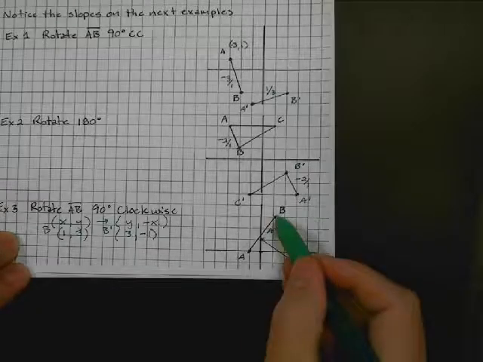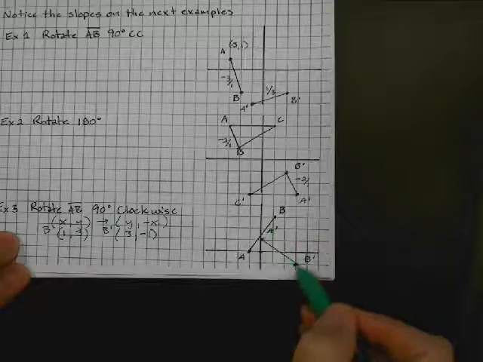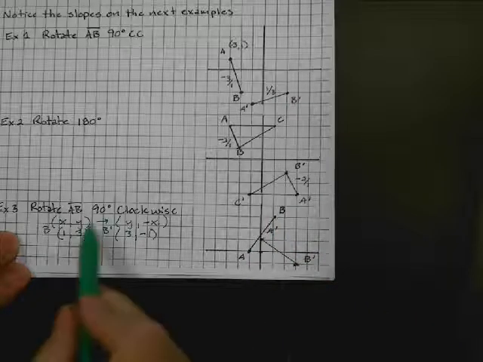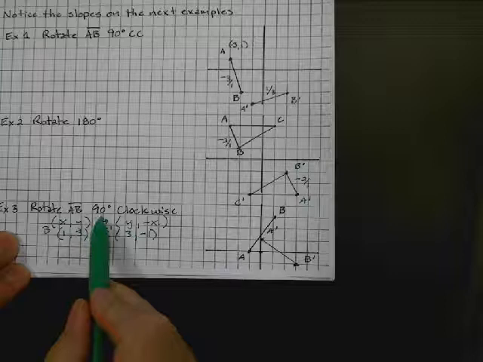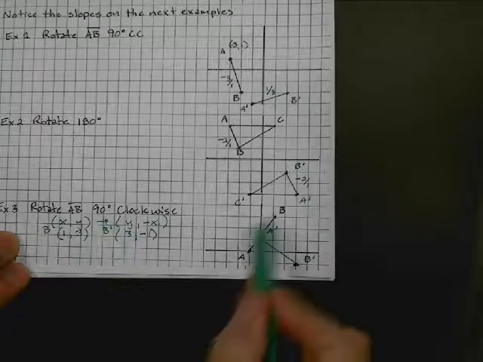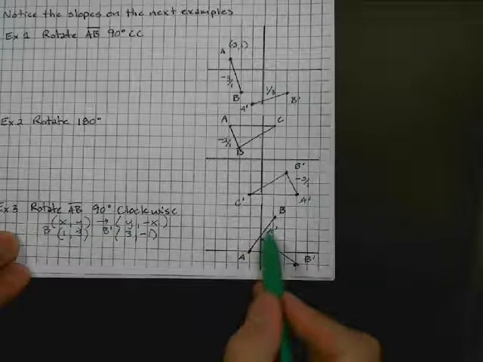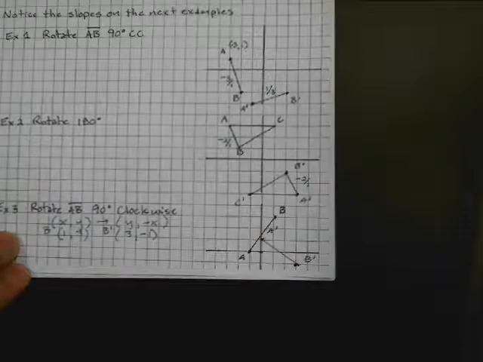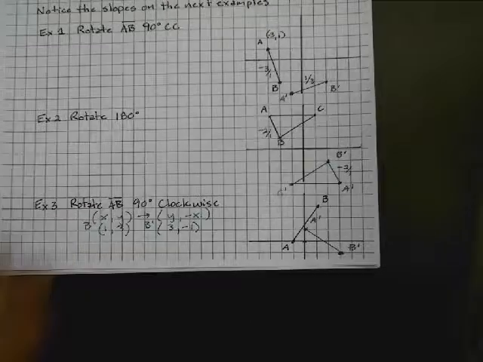Again, notice this one is perpendicular to that one. Why is it perpendicular? Because I rotated it at 90 degrees. 90 degrees makes two perpendicular lines. 90-degree angle right here. Good times. Oh. So much math.